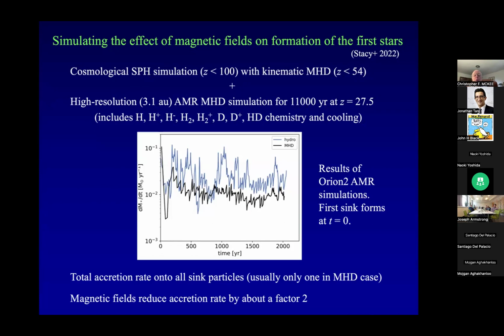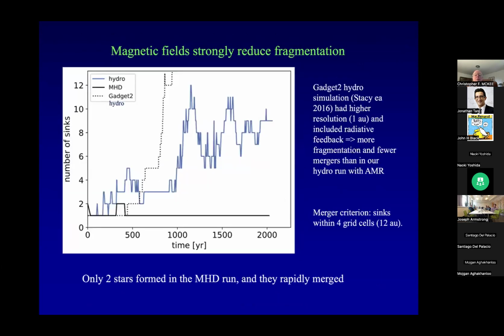And what we plotted here is the accretion rate onto that sink for both the hydro case, that's the blue, and the MHD case is the black. And you can see that the total accretion rate onto all the sink particles, although there's usually only one in the MHD case, is about a factor of 2 less for the magnetic fields case. So fragmentation is substantially reduced in the magnetic case.